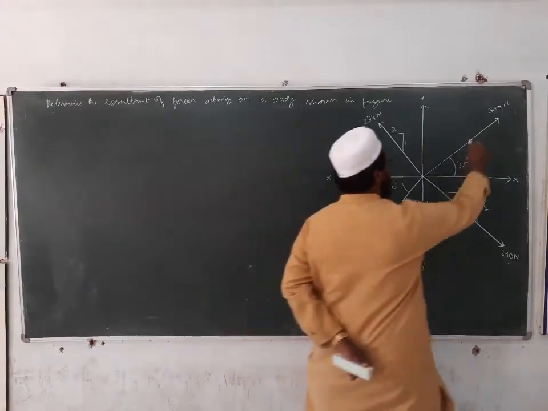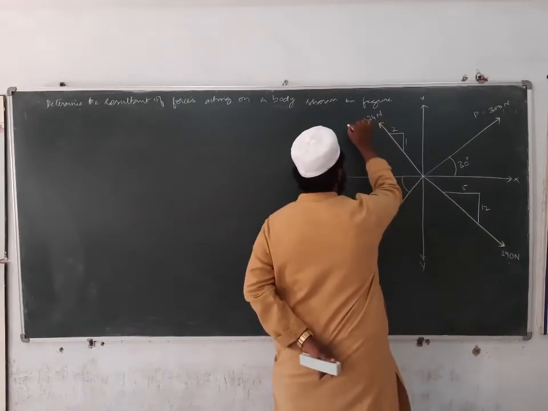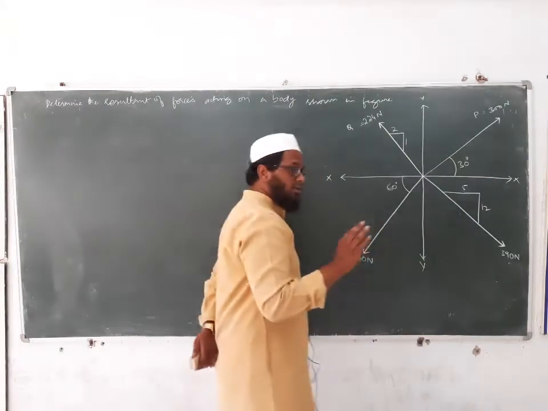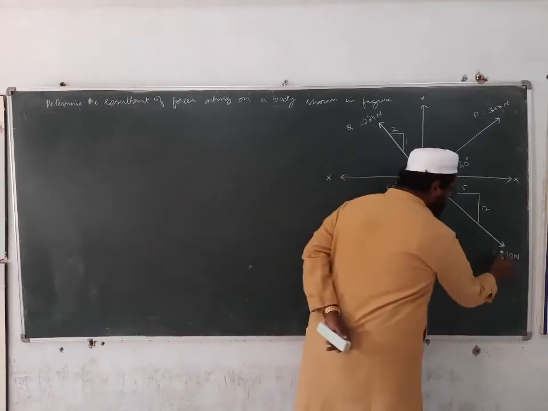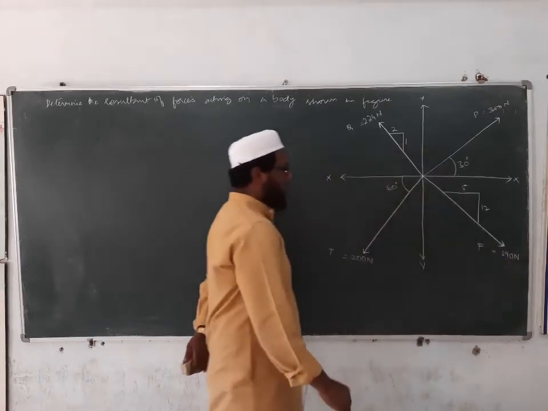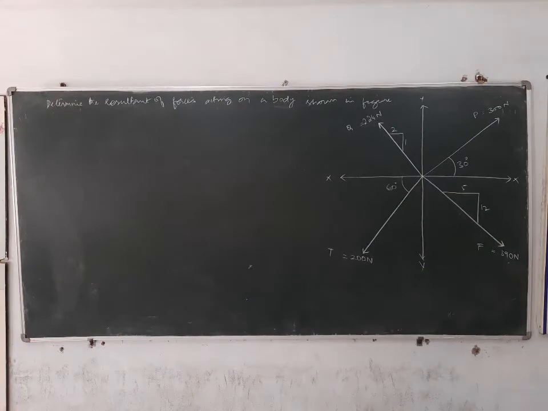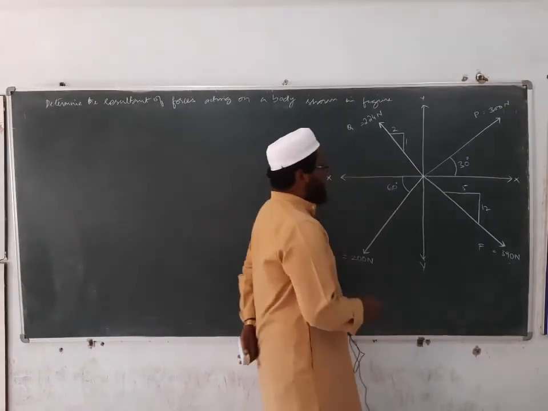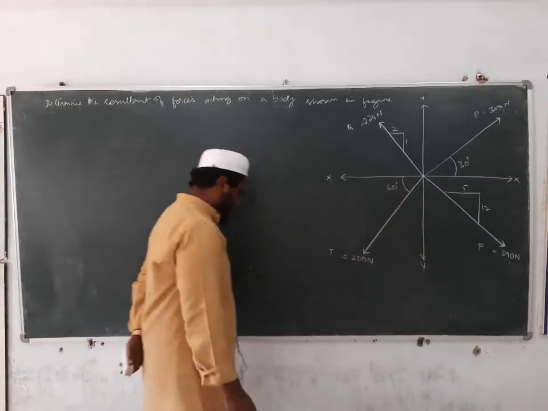So we'll name this force as P, this force as Q. Don't take R. Okay, R is exclusively for resultant. This force as T, and this force as F. All right. So what we will do, we'll try to first calculate the angles, or before that we'll solve the problem.